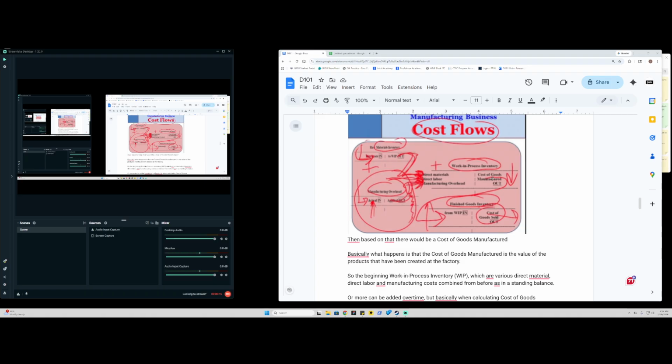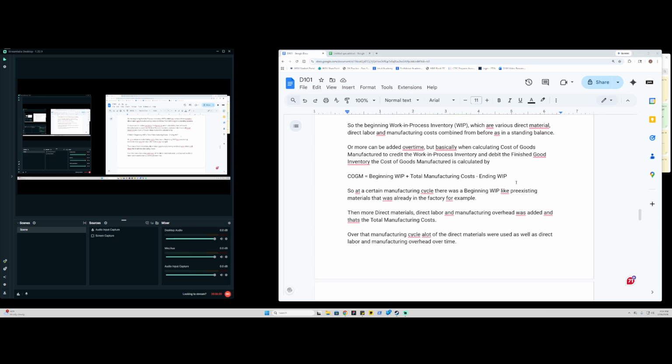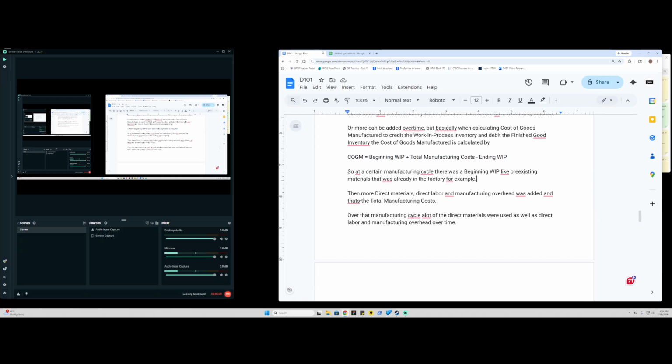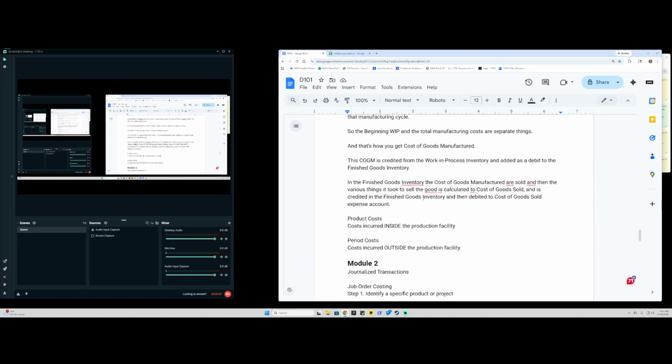Cost of goods sold would be its own account, and that amount of cost of goods sold would be used to calculate certain things and present them on the balance sheet and expense sheet. So cost of goods manufactured equals beginning work in process inventory plus manufacturing cost minus ending work in process inventory.